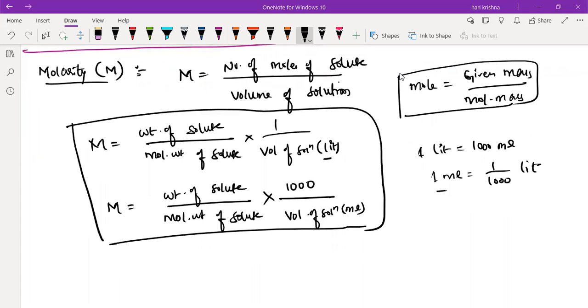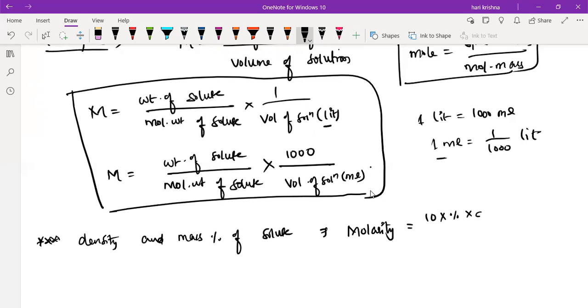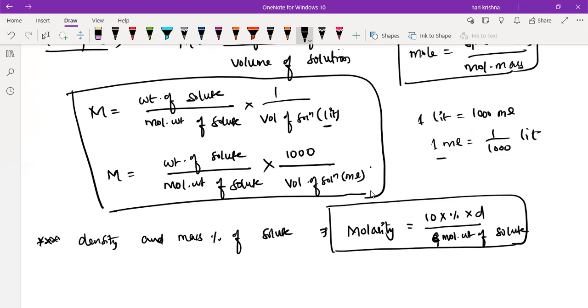Clear, sir. Okay. But sometimes they will give the density also. This is a shortcut for the JEE. In the JEE case, mostly they will give the density and the mass percentage of solute. In those cases, the molarity formula is different. So molarity is equal to 10 into percentage into D by gram molecular weight of solute. Whenever the mass percentage of solute and the density of the solution are given, we'll use this formula. So let's solve some problems on this.